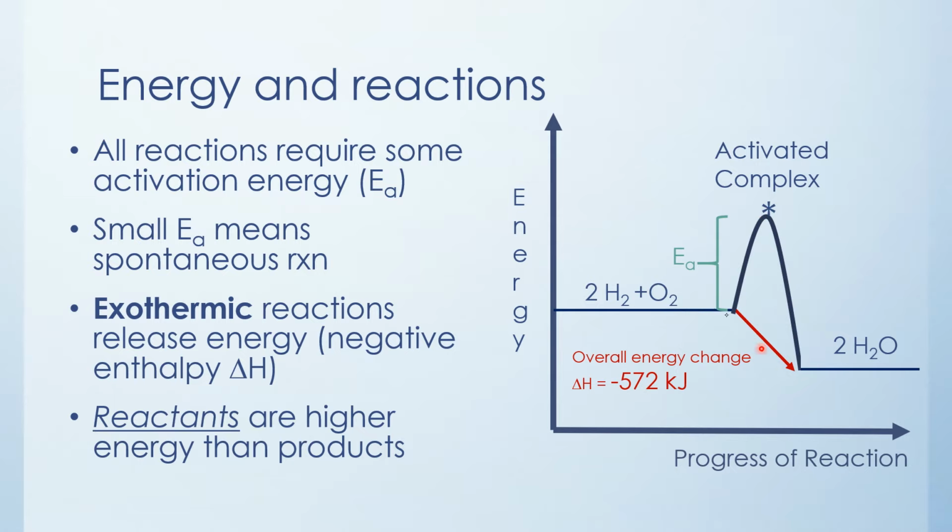And the difference in energy between the reactants and products is called the enthalpy. It's signified with a delta H. In this case, because you're going overall in a downward fashion from hydrogen and oxygen to water, that would be minus 572. So that would be an exothermic reaction. The reactants have higher energy than the products.